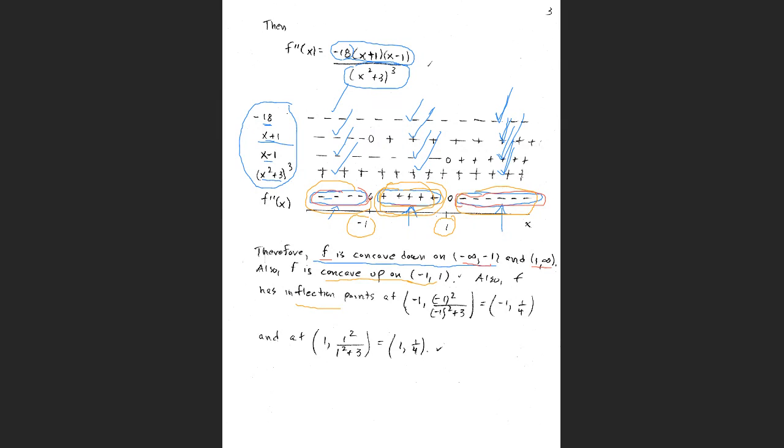Of course, for the inflection points, we evaluate the function. So when x is -1, y is going to be a fourth. And also when x is +1, y is going to be a fourth. It shouldn't be surprising because this is a symmetric graph. The rational function x squared divided by x squared plus 3 is an even function, right? So it should be symmetric about the y-axis. So I'm not surprised about these inflection points.